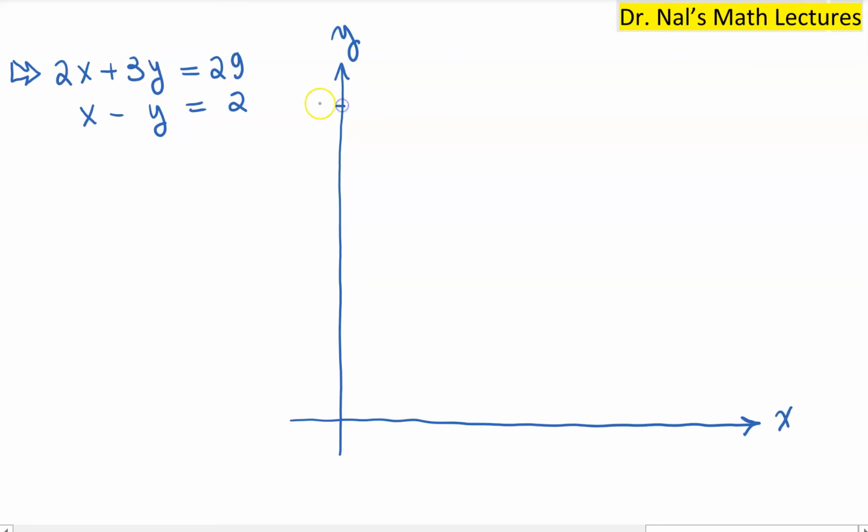So if this is a 10, then 29 over 3 will be somewhere here. And if we set y equals 0, x will come out as 29 over 2, which is 14.5, right? So let's assume that this is a 15. So 14.5 will be somewhere there.